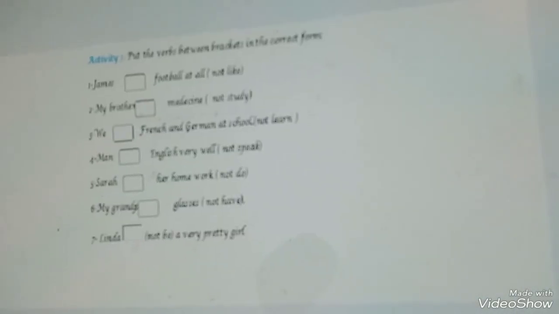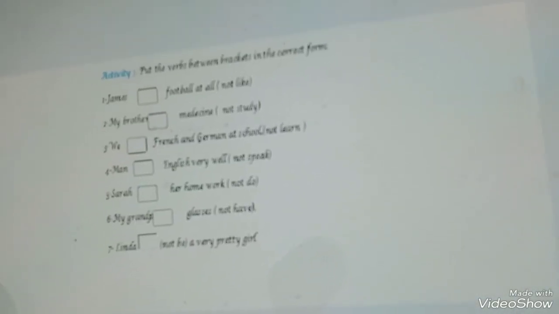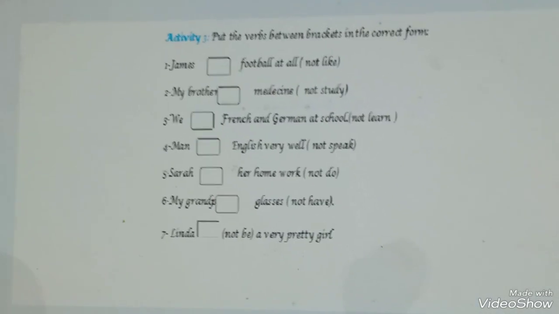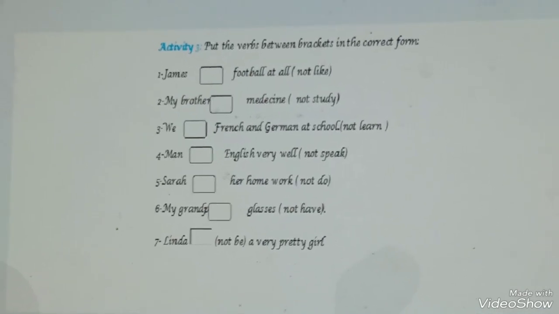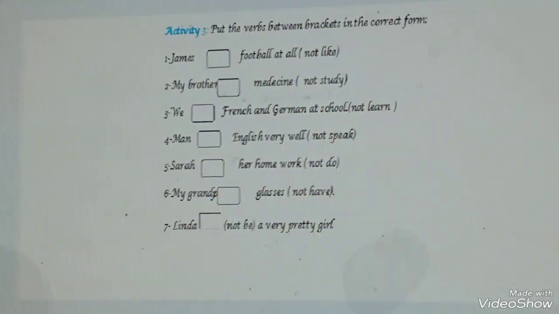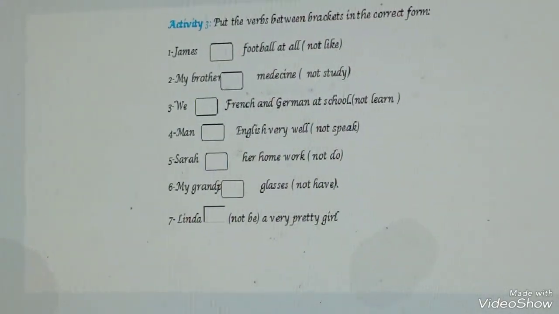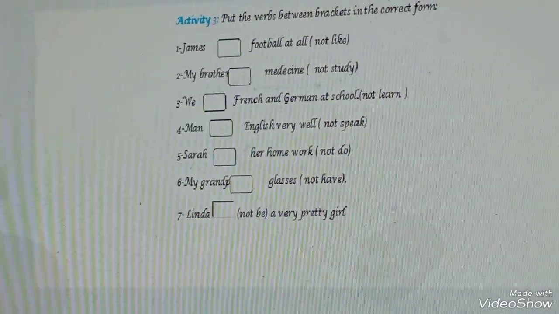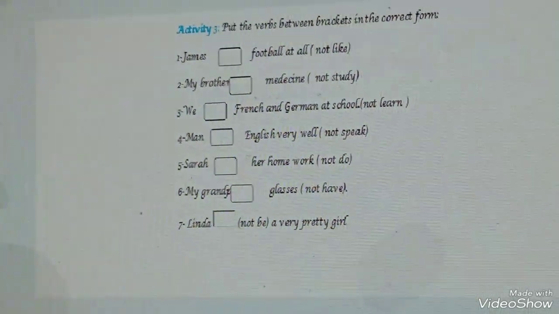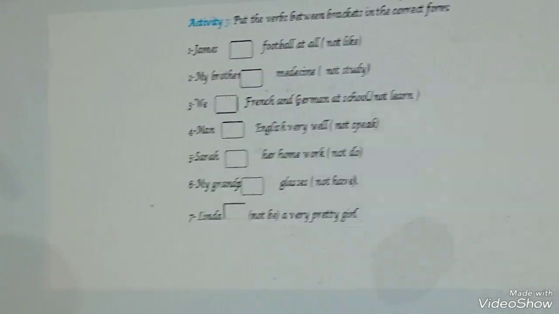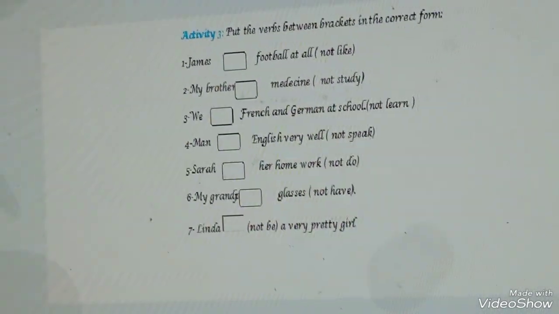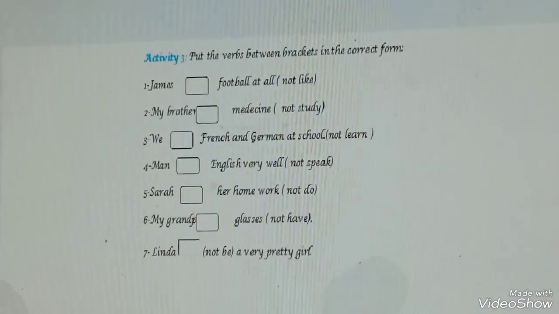The activity we have, put the verbs between brackets in the correct form. You say James basketball. The activity number 3, put the verbs between brackets in the correct form. هنا كيف نعرفوا باللي راهو نفي كي نلقاو not. For example, not like. 1. James football at all, not like. My brother medicine, not study. We French and German at school, not learn. Man English very well, not speak. Sarah her homework, not do. My grandpa glasses, not have. And 7. Linda not be a very pretty girl. Try to do it yourself and I will return with a correction.